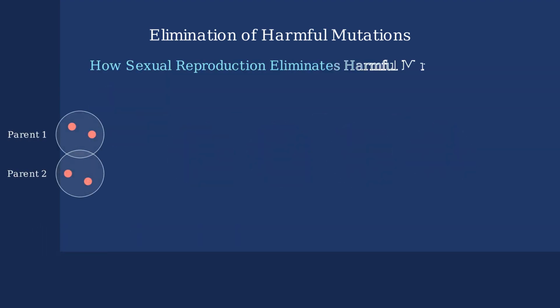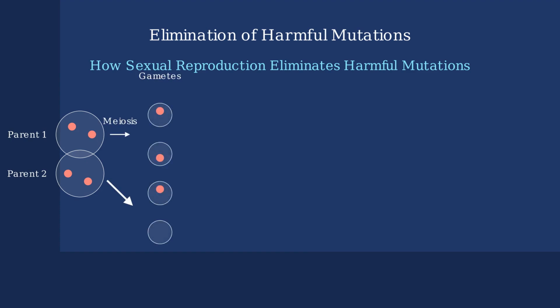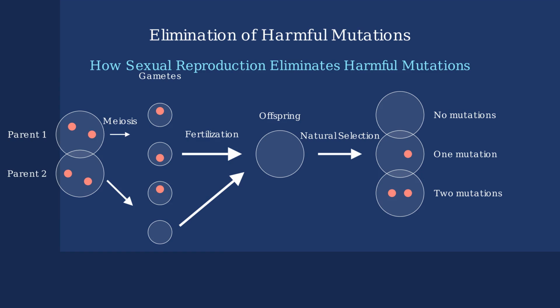Sexual reproduction offers a powerful mechanism to eliminate harmful mutations through genetic recombination and natural selection. During meiosis, cells divide to form gametes with different combinations of genetic material. Some gametes may receive harmful mutations, while others may be mutation-free. When these gametes combine during fertilization, they create offspring with various combinations of parental genes and their mutations. This genetic shuffling produces a range of offspring, some with multiple harmful mutations, others with few or none at all.